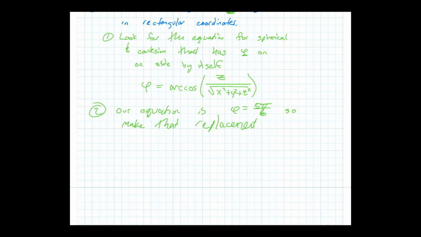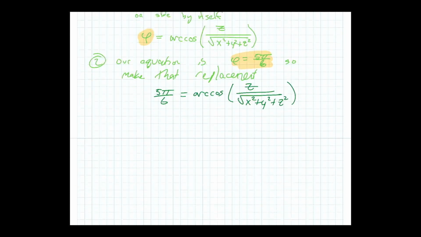So we want to just take this and replace it with this. So if we do that, we're going to get 5 pi over 6 equals arc cos z over square root x squared plus y squared plus z squared. So technically this is done, but you wouldn't leave it like this. We should simplify it.